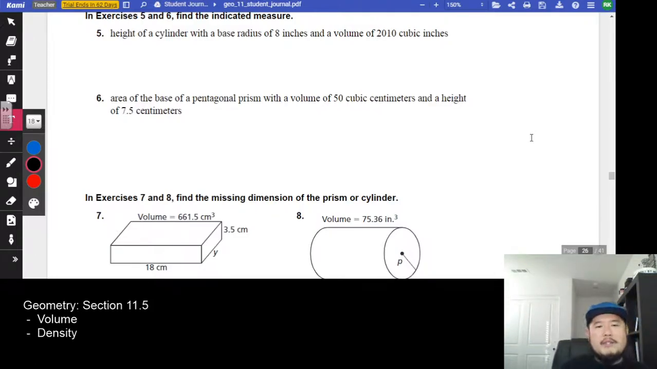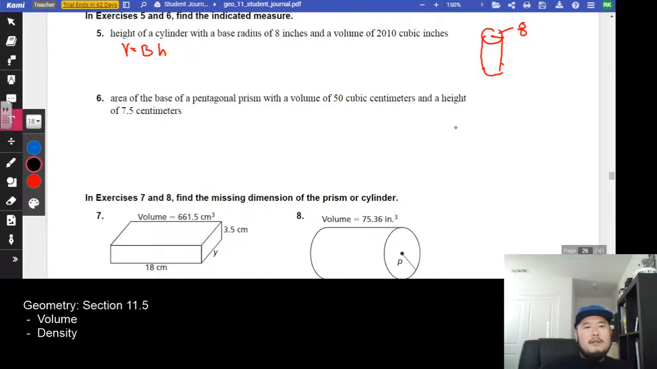Right here they say find the height of a cylinder with the base radius of 8 inches and a volume of 2010 cubic inches. So let's see what we have here. Always start off with the equation, it always helps. Since we're talking about volume, we have volume is equal to the base of the solid times the height. From what I gather, the radius of this cylinder happens to be 8. So that right there is 8, and then they tell us what the volume is. We're trying to find the height.